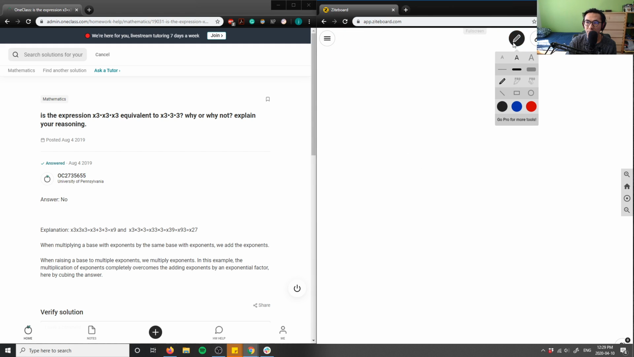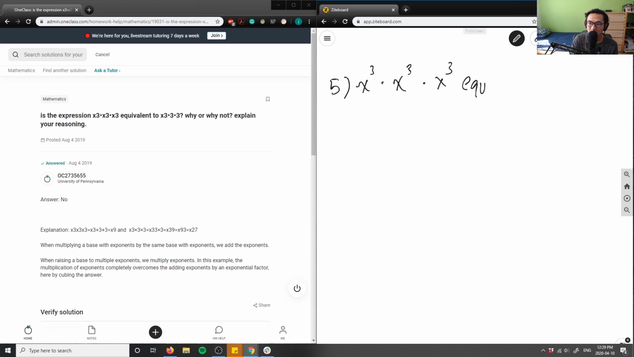This here is number 5. So we are at the halfway point. This is 12:30 of the halfway point, which is awesome. So we are on track. It's asking, is the expression x cubed times x cubed times x cubed equivalent to x cubed times 3 times 3? And it says why or why not, explain your reasoning.